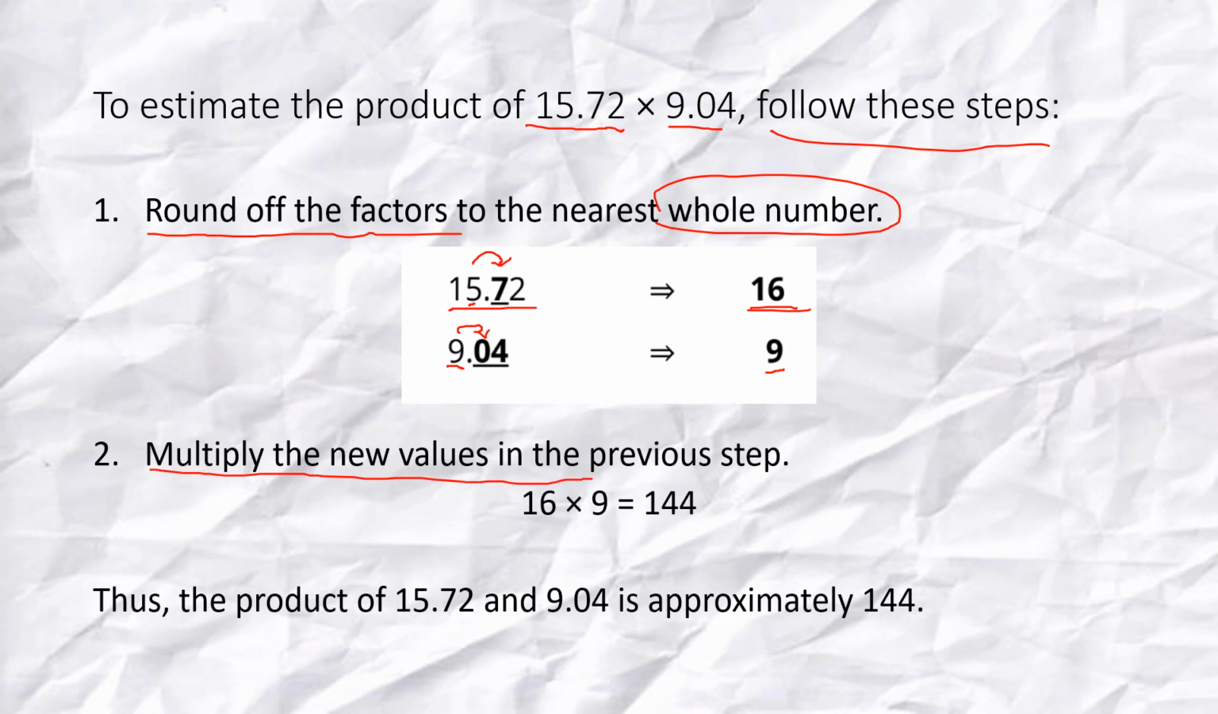After rounding off both factors, we can now proceed to step number 2. Multiply the new values in the previous step. So 16 times 9 is 144. Thus, the product of 15.72 and 9.04 is approximately 144.